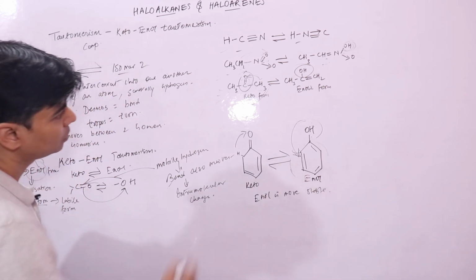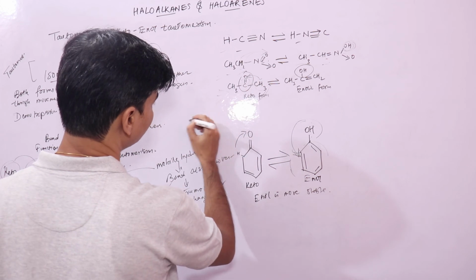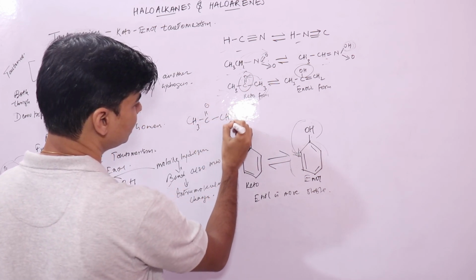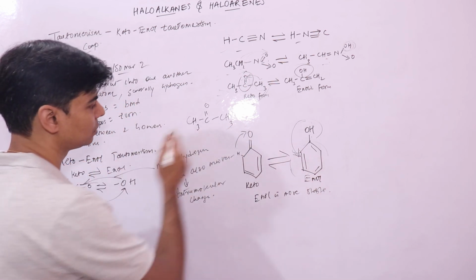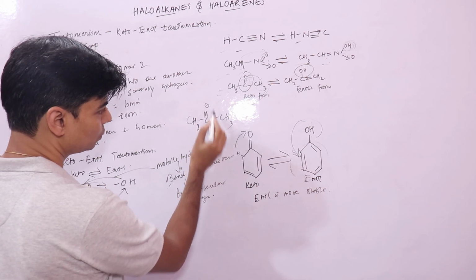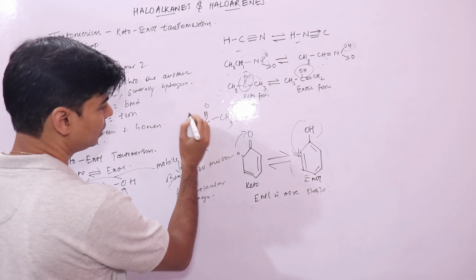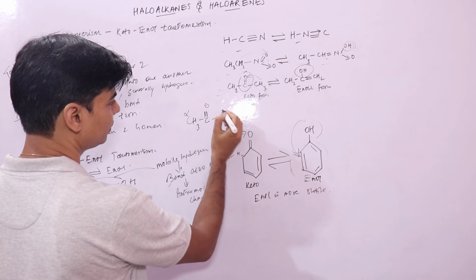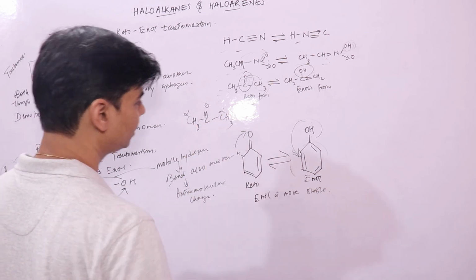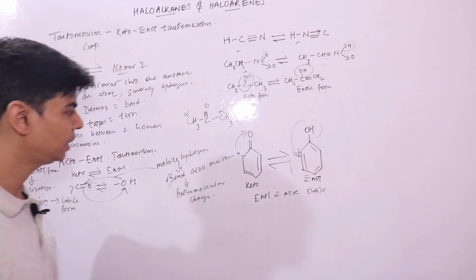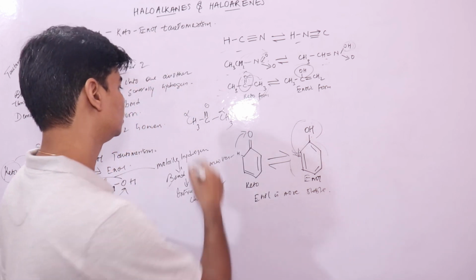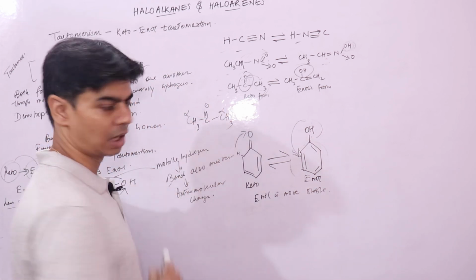So if we talk about acetone, in acetone you have alpha hydrogens. The carbon which is next to the carbonyl carbon is your alpha carbon. This is your alpha carbon and this is your alpha carbon, and the hydrogen atoms attached to the alpha carbon are your alpha hydrogens. So you have alpha hydrogens here which can move between the oxygen and this carbon atom.